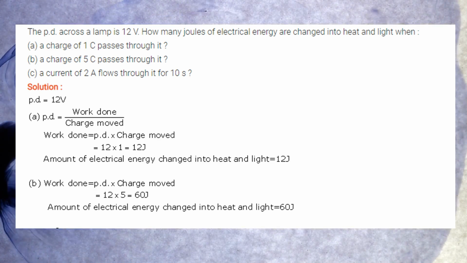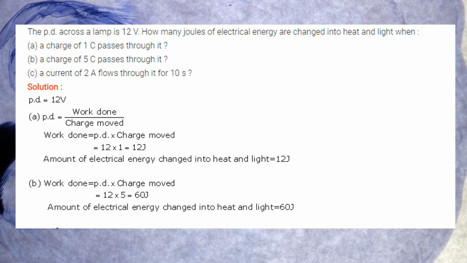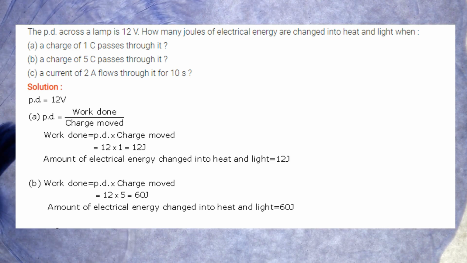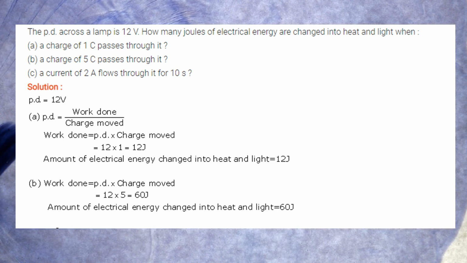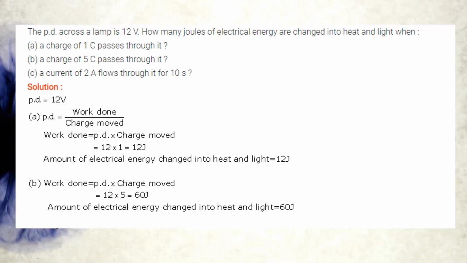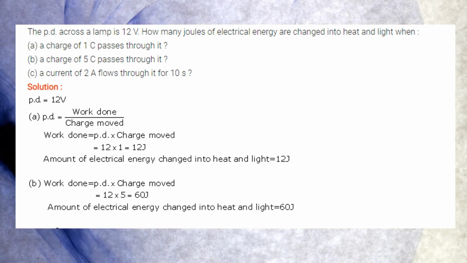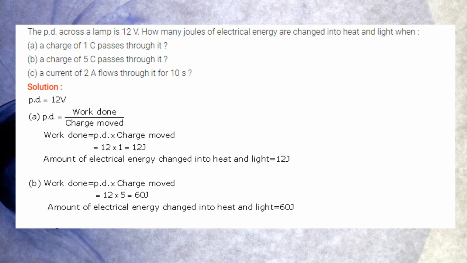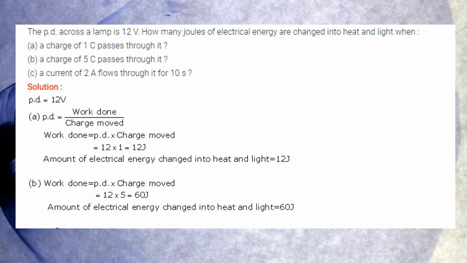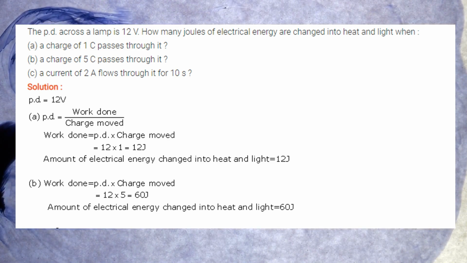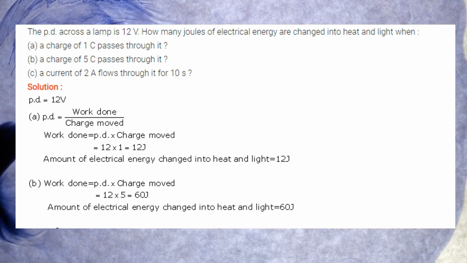The P.D. across a lamp is 12 volts. How many joules of electrical energy are changed into heat and light when B. a charge of 5 C passes through it? Solution: B. Work done equals P.D. times charge moved equals 12 times 5 equals 60 J. Amount of electrical energy changed into heat and light equals 60 J.